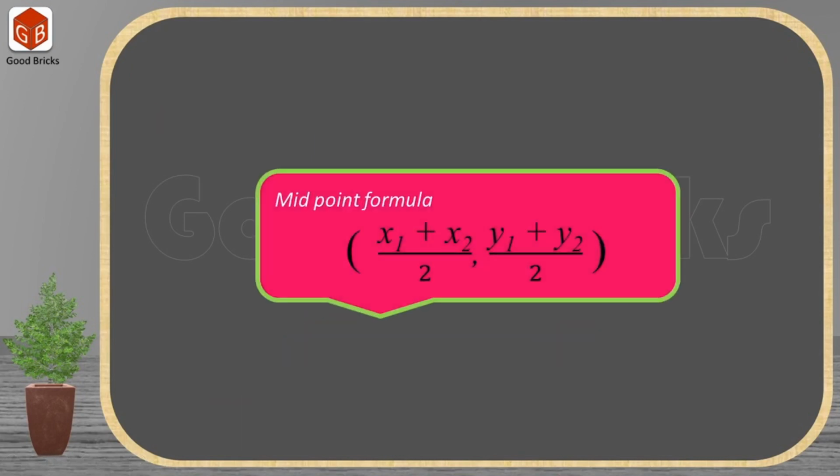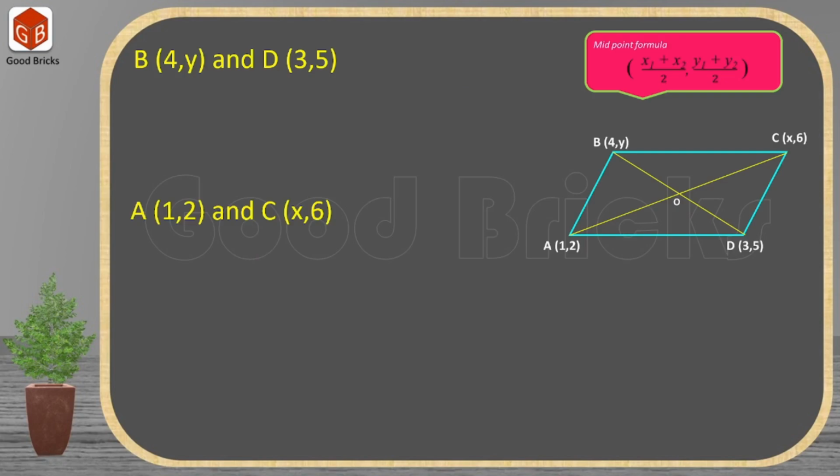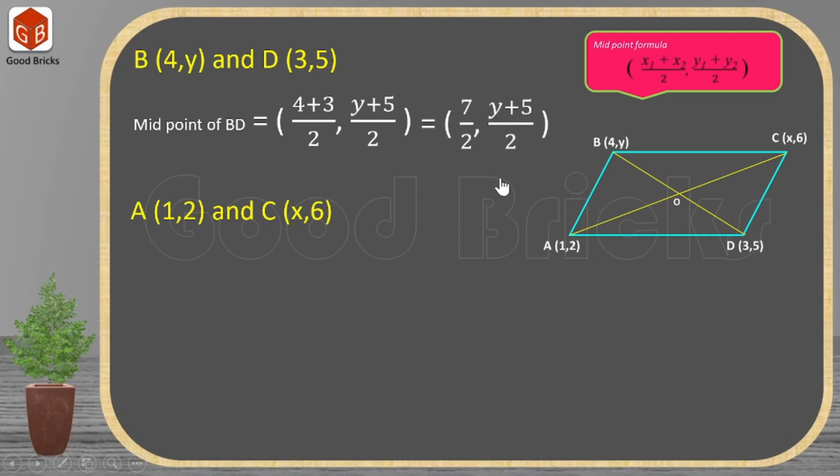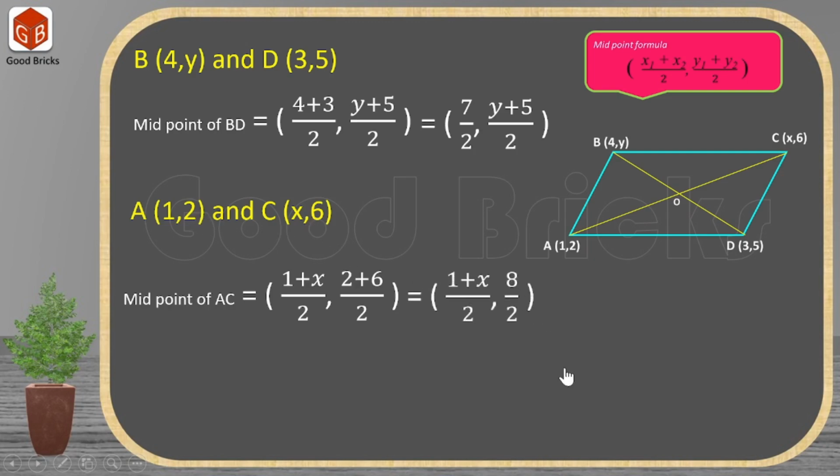Now using this midpoint formula, let us find the midpoint of BD diagonal first. How? This is the formula. How? 4 plus 3 by 2 comma y plus 5 by 2 is the midpoint of BD, and when you simplify you will get this. Similarly, midpoint of AC let us find. How? 1 plus x by 2 comma 2 plus 6 by 2. After simplification you will get this. Now this O is the midpoint of AC and BD. So these two coordinates are equal because they are of the same point.